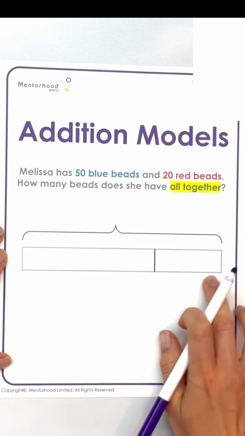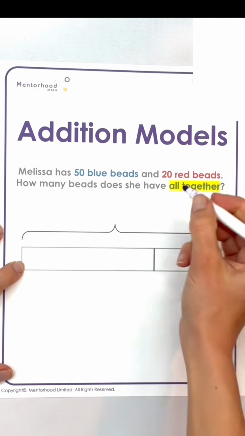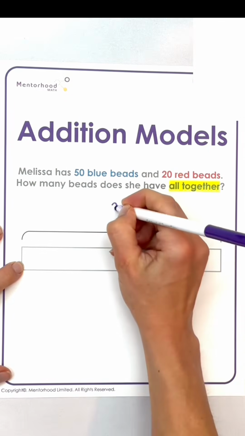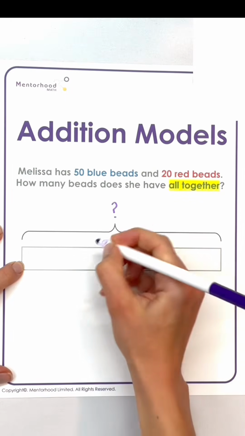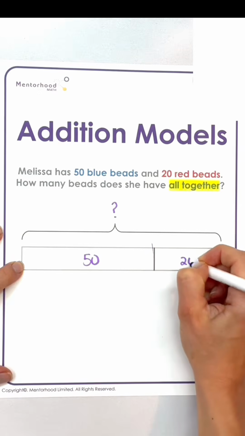So this is one bar showing one total. This is a whole part model. How many does she have all together? We don't know the total. She's got two parts, 50 blue in the bigger part and 20 red.